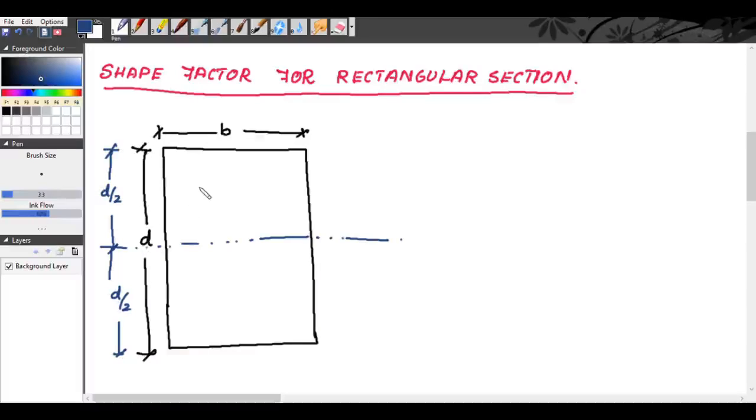Okay. So now, see, this is the neutral axis. This is nothing but the neutral axis. Here, since it is a rectangular section, it is nothing but the equal area axis. Both the neutral axis and the equal area axis remain the same.